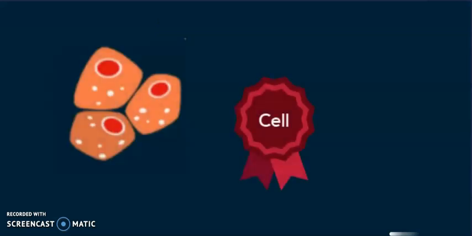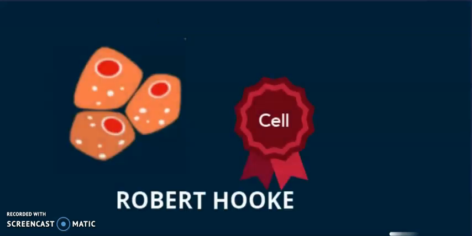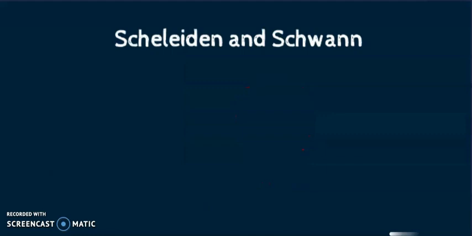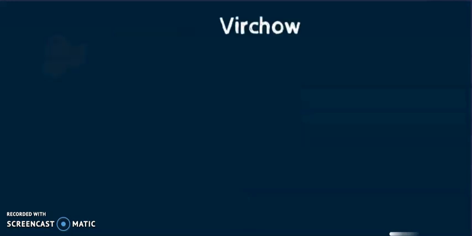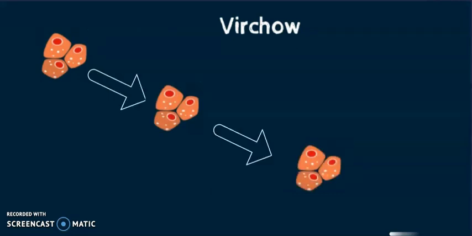The term cell was coined by Robert Hooke in 1665. In 1839, Schleiden and Schwann independently proposed the cell theory. It states that the tissues of living beings are composed of cells. Then, another person named Virchow in 1858 added to the cell theory that all living cells arise from pre-existing cells.